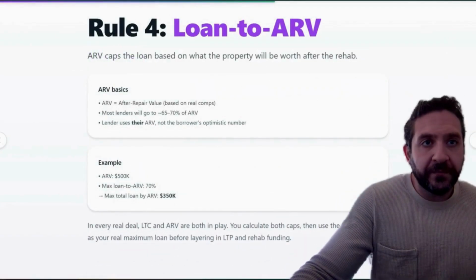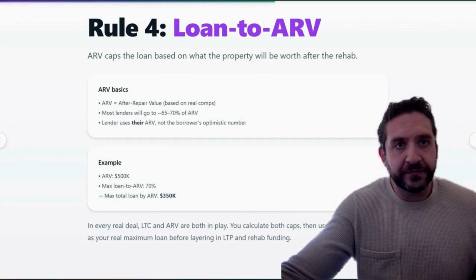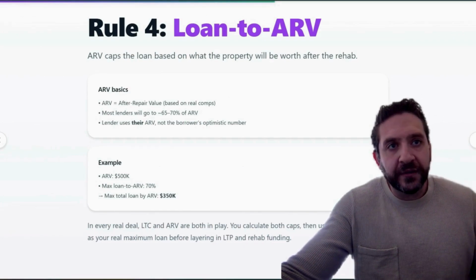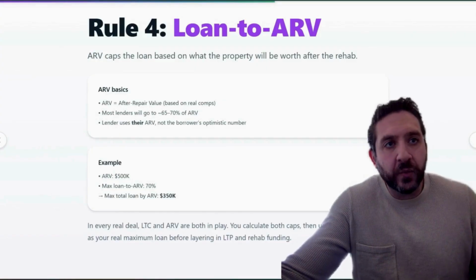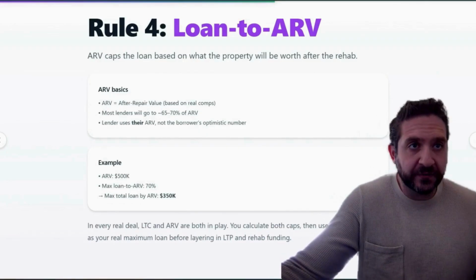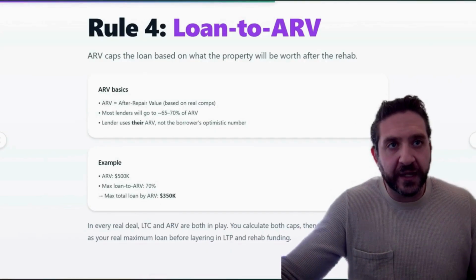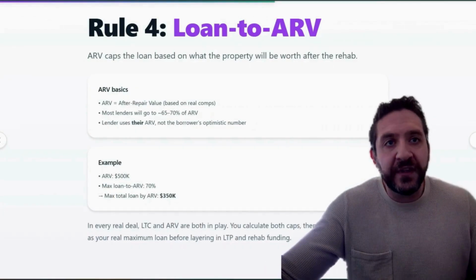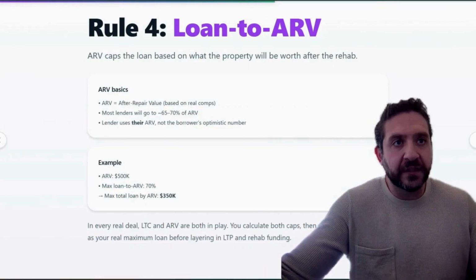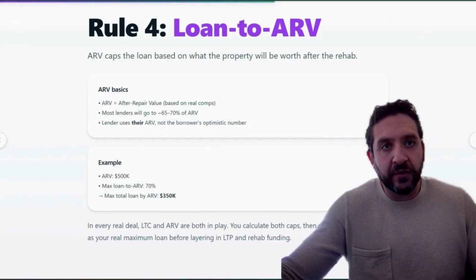Rule number 4 is loan to ARV, or after repair value. The ARV is what the property should reasonably be worth once the renovations are complete, based on actual comps. Most lenders will sit somewhere around 65 to 75% of that ARV. So if the ARV is 500,000 and the lender goes to 70% of ARV, the max total loan by this rule is 350,000.